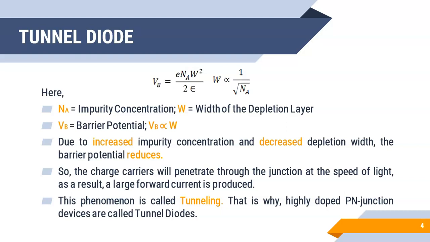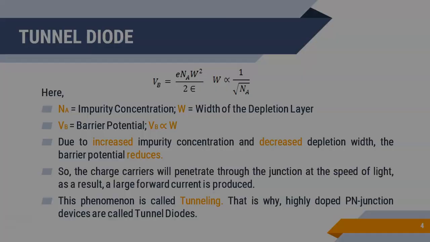Because of this condition, charge carriers will penetrate via the junction at the speed of light. So this will produce a large amount of forward current. This phenomenon is called tunneling. That's why tunnel diodes are considered highly doped p-n junction devices.